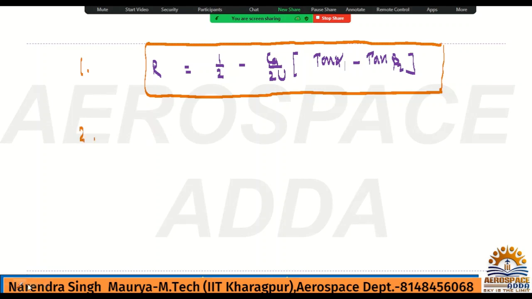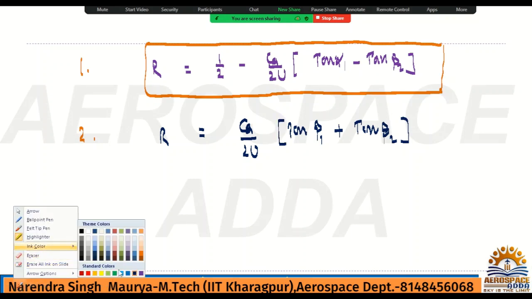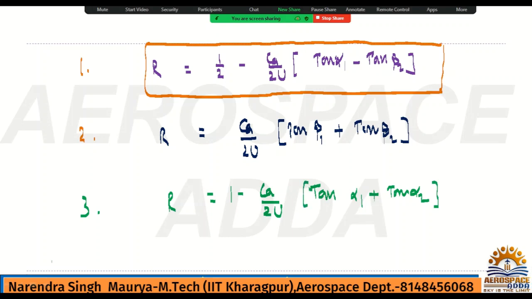Second, what we have, R is equal to Ca by 2u tan beta 1 plus tan beta 2. This is the second formula. And third, in the starting only you had derived, it is R is equal to 1 minus Ca by 2u tan alpha 1 plus tan alpha 2. All three formulas are very special.